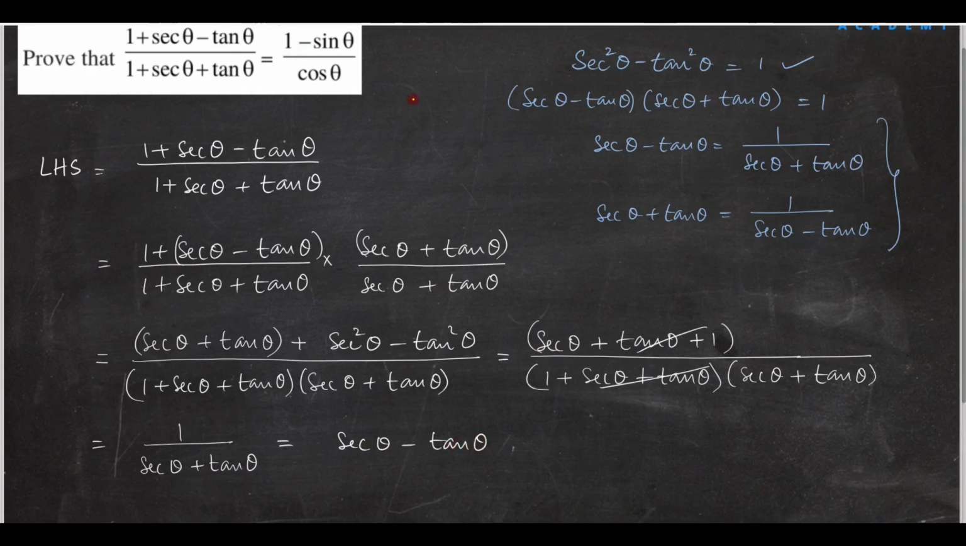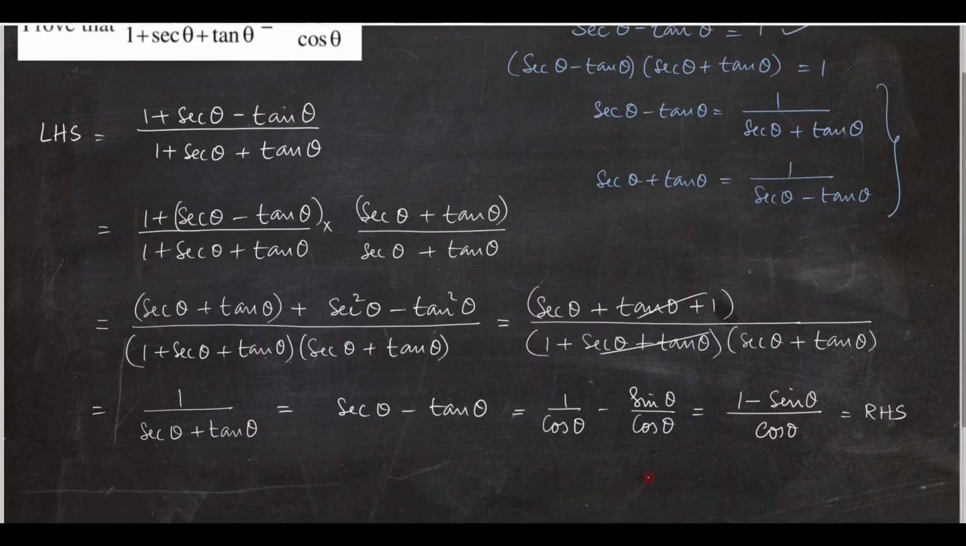Now if you observe what the right hand side is requiring, it is 1 upon cos θ minus sin θ by cos θ. So if I split, this part is sec θ and this part is tan θ, which is exactly what we are having right here. So I'm going to write sec θ as 1 upon cos θ and tan θ as sin θ over cos θ, which ultimately becomes (1 − sin θ) upon cos θ, the right hand side of the equation. Therefore, we declare, hence proved.